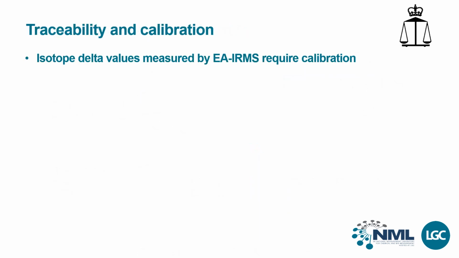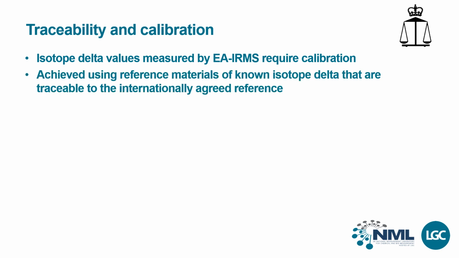The isotope delta values obtained by IRMS require calibration to ensure that the delta values are relative to the same reference. There are materials internationally accepted as standards for isotope delta calibration. These have an isotope delta value of 0 by definition.